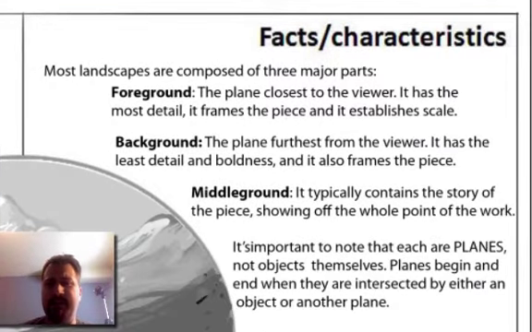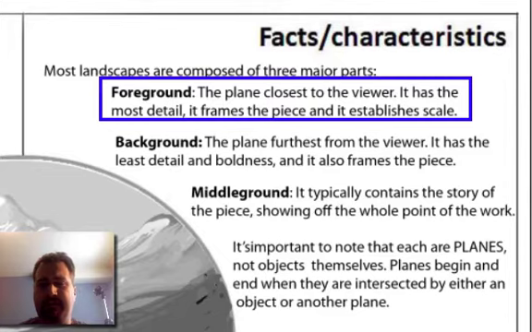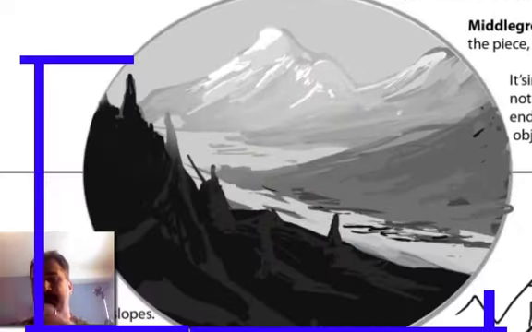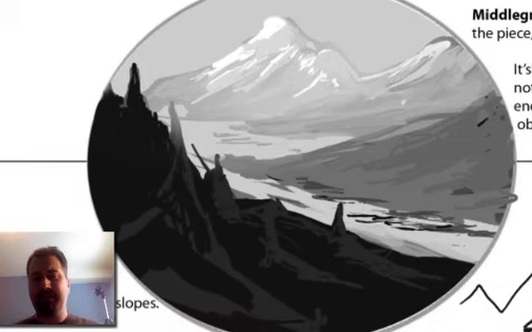So let's take a look at some facts and characteristics. A foreground is the plane that is closest to the viewer. It has a couple of roles. It doesn't just sit there. It's not there just to look pretty. The person drawing or even photographing the landscape uses the foreground for a couple of reasons. One, to frame the piece. Another use of the foreground is to create a sense of scale.